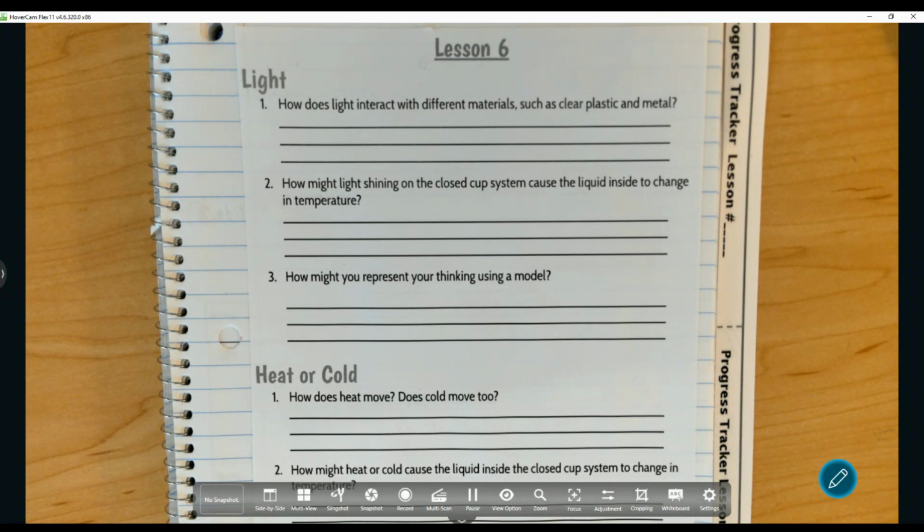So think about clear plastic and how does light affect or interact with that material? Can it go through the plastic? Does it stop when it hits the plastic? What do you think happens?